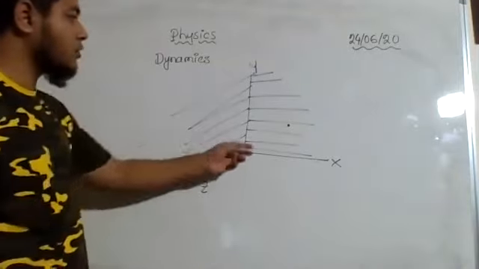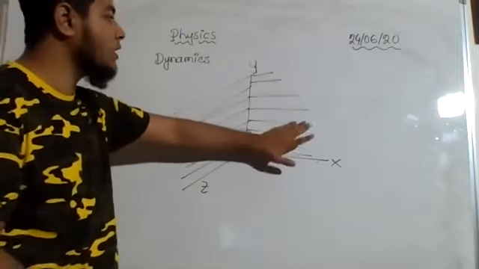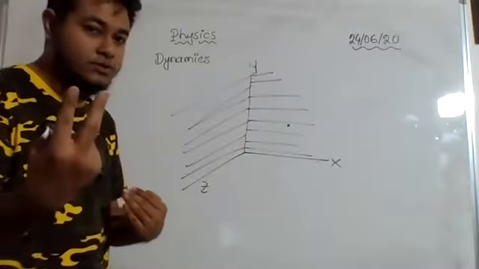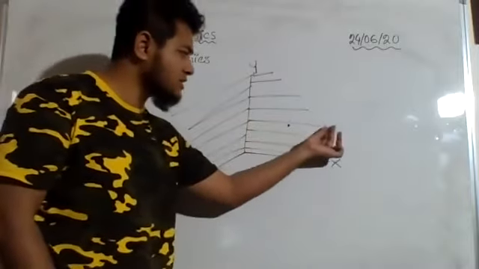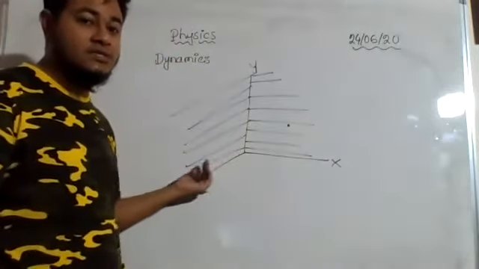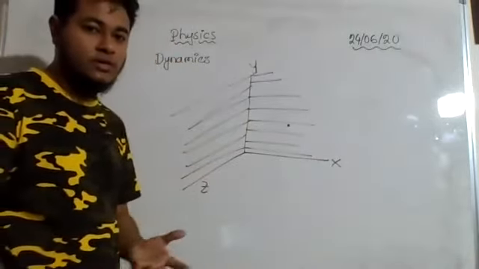So whenever a body is moving on the wall, what is happening? You can give me only two pieces of information: the movement along the x-axis and the movement along the y-axis. There is no movement along the z-axis, right? There is no movement along there.